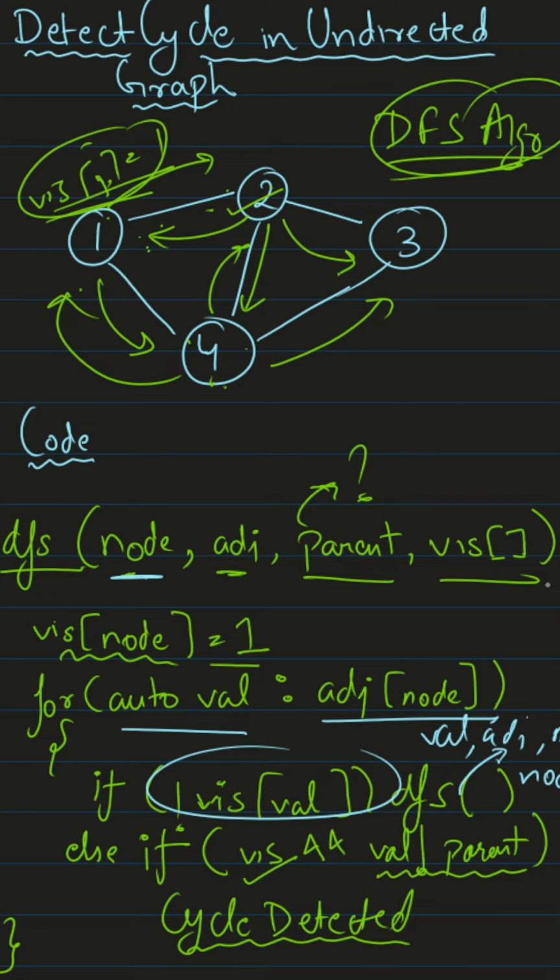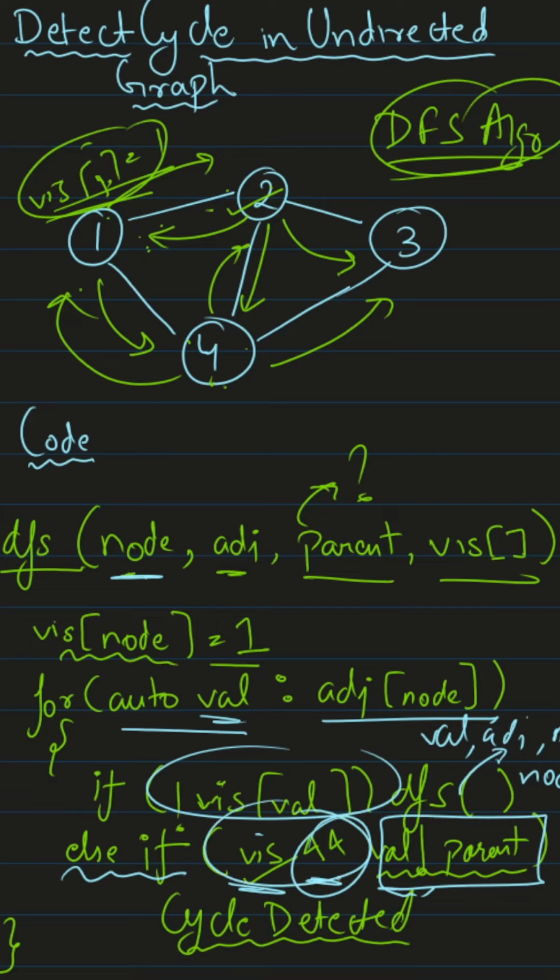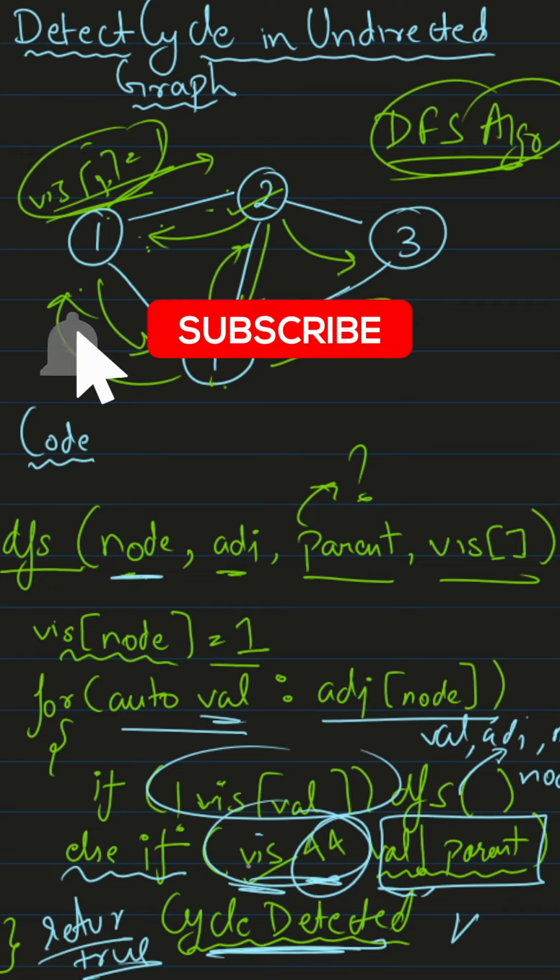So moving ahead, we'll have the visited array, of course. And then we have an else if condition: if the value is already visited and the value is not the parent of the current node, that means we have a cycle detected, and hence we'll return true. This is when we return true. Otherwise, at the end of the DFS, we can return false.